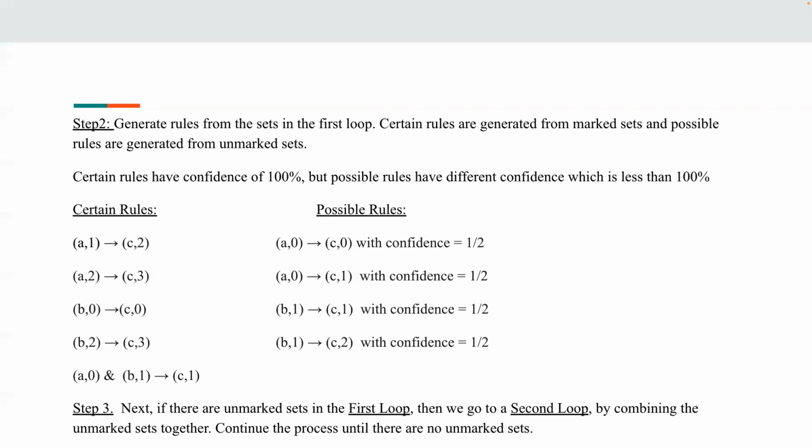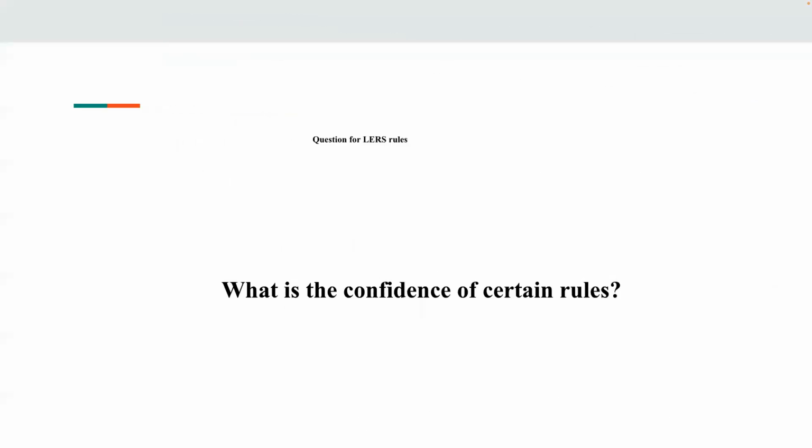Hence, possible rules would be A comma 0 gives C comma 1. Therefore, the confidence will be half. A comma 0 gives C comma 1 with confidence half. B comma 1 and C comma 1 will give you confidence half. B comma 1 will give you C comma 2 with confidence half. The next step is that if there are unmarked sets in the first loop, then we go to a second loop, combining the unmarked sets together, and continue the process until there are no unmarked sets left.